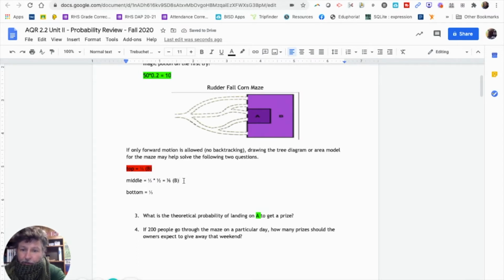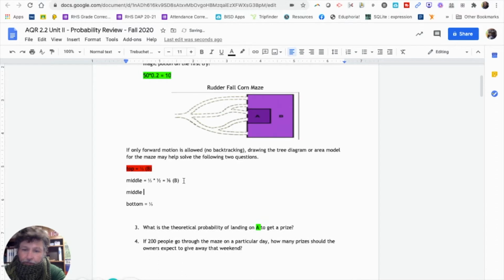And I'm going to go ahead and do this again. There's another middle, which is 1/3 times 1/2, which equals 1/6. And that's for A. And that's a winner. So we'll highlight this as red because it's not good. Well, it's good. It's just not a winner. And we'll highlight this one with green because it is a winner.